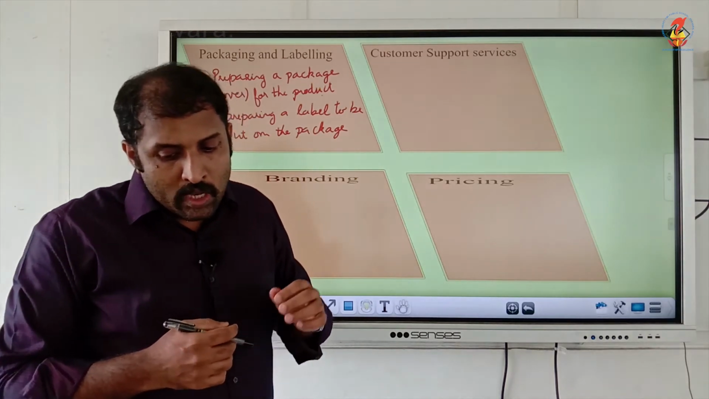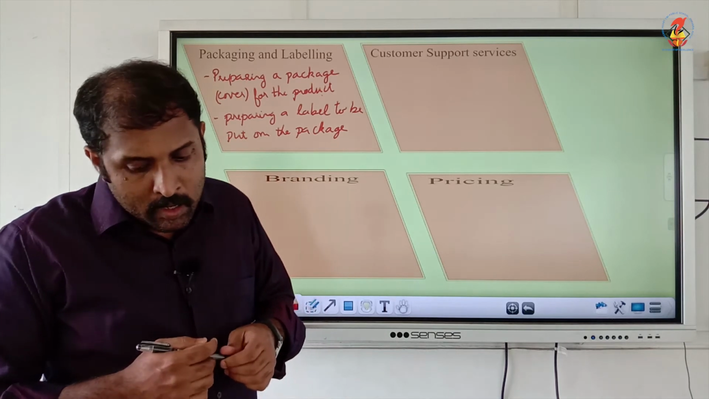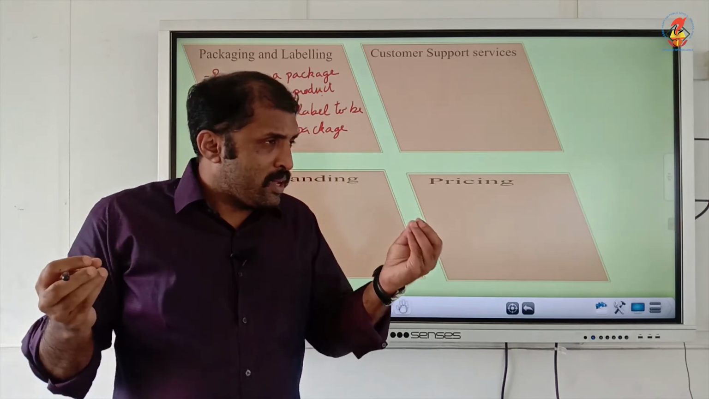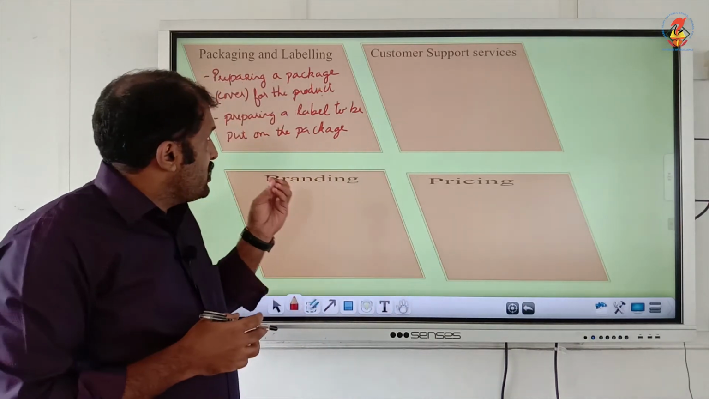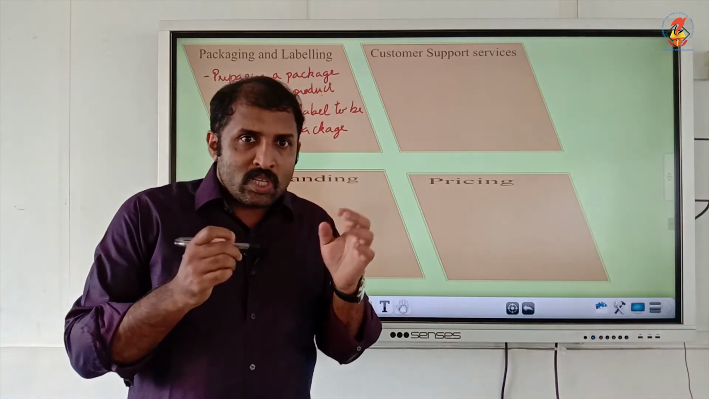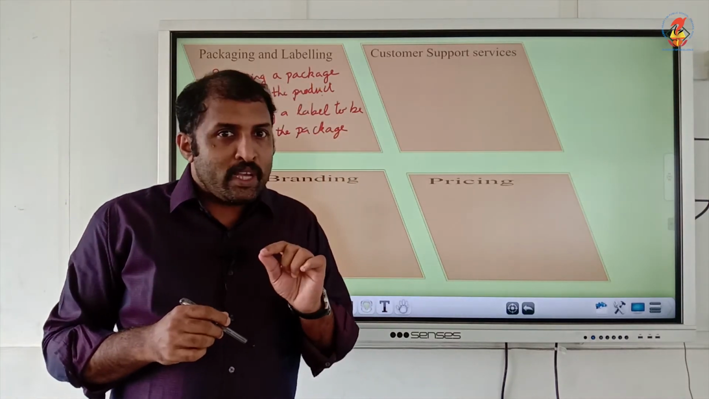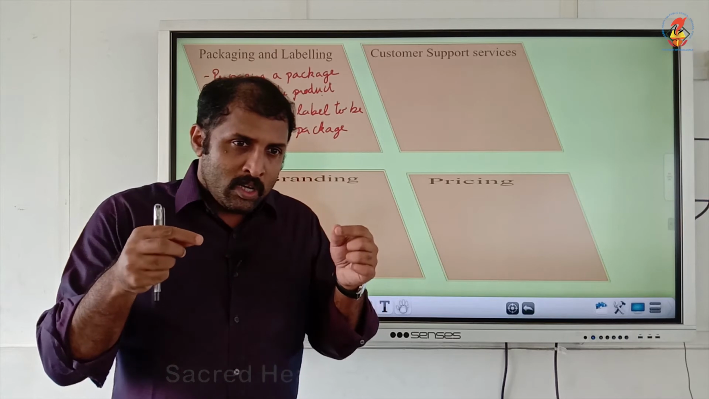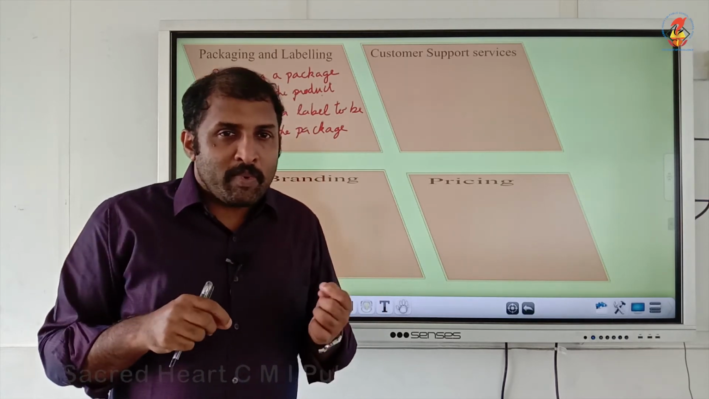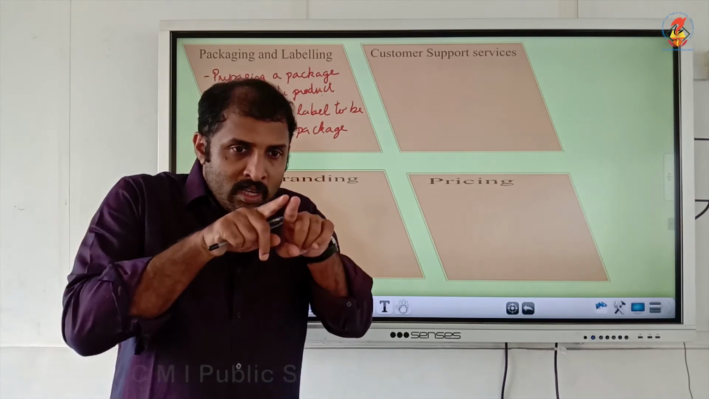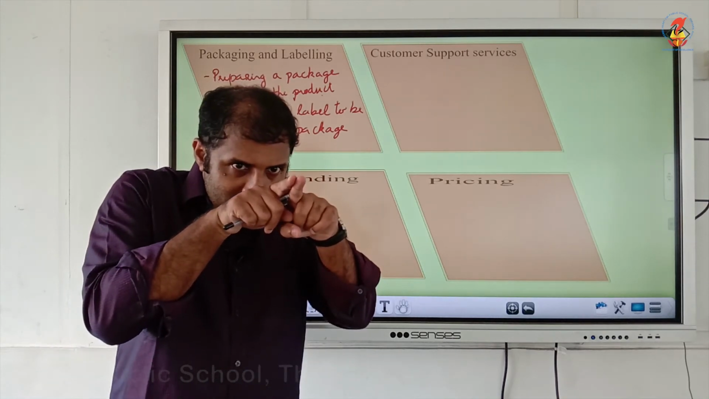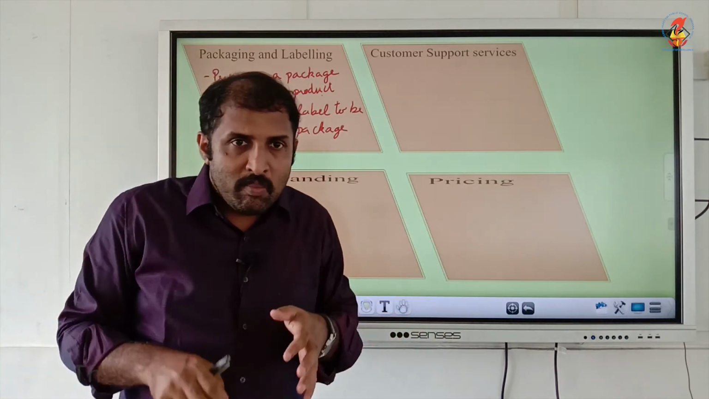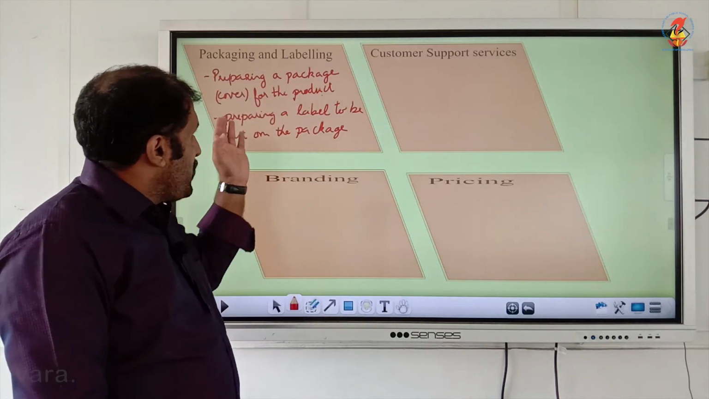If you look, you can see many things. For example, Colgate paste comes in a tube, that is packaging. Again, on the tube there is a paper or cardboard cover. That is another type of package that we will study in detail. And on that there is a label, the name Colgate is given, the details are given, that is labeling. So preparing a package, preparing a label.